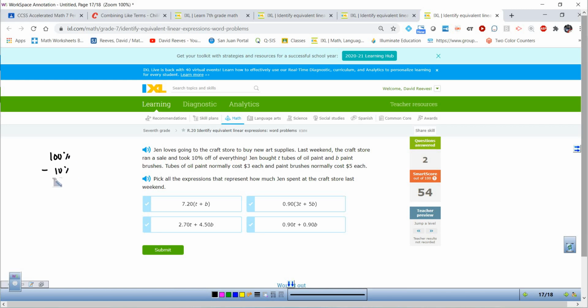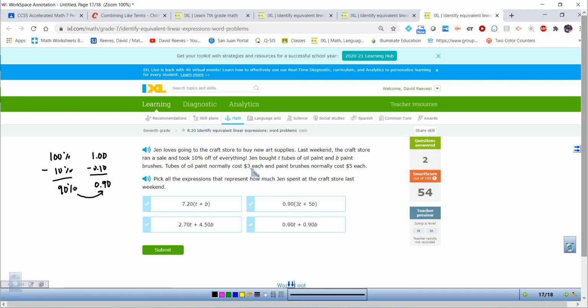minus 10% is 90%. But 100% can be represented as the decimal 1.00, and 10% is 0.10, and what do you get? You get 0.90. So 90% is equivalent to 0.90. That's where that 0.90 comes from. So instead of paying 100%, she's saving 10% and paying 90%.